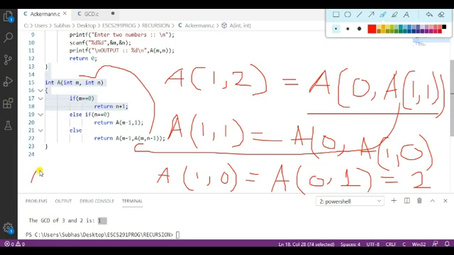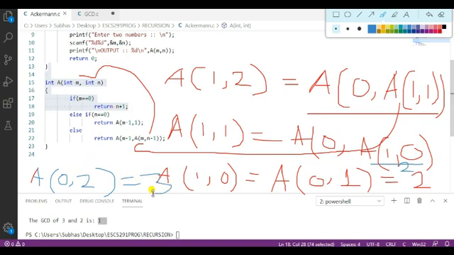So now we have to calculate a of 0 comma 2. Let me change the color. a of 1 comma 0 is equal to 2, so I evaluate a of 0 comma 2. a of 0 comma 2 means m equal to 0, so it returns n plus 1. N is 2, so it will return 3.